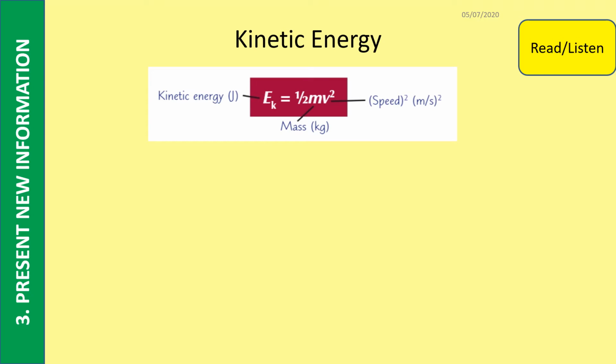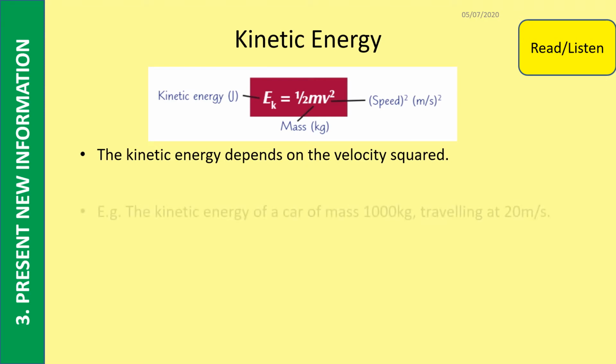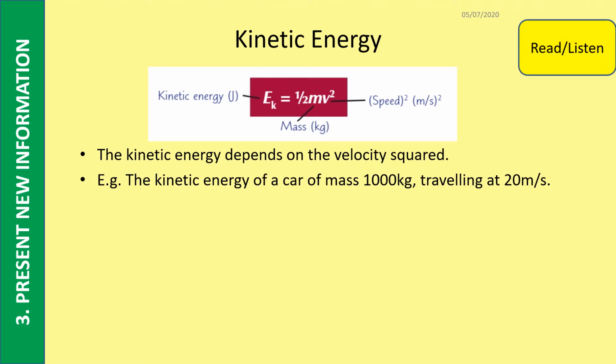Let's have a look at a vehicle and see if we can work out how the kinetic energy varies as the speed increases. So, we know that the kinetic energy can be calculated using a half mass times velocity squared. So let's have an example. We have a car of mass 1000 kilograms traveling at 20 meters per second. Let's work out its kinetic energy. Using that formula, substitute in your figures. Kinetic energy is a half times the mass, which is 1000, times the velocity, which is 20 squared. If you work that out on your calculator, the energy comes out at 200,000 joules.